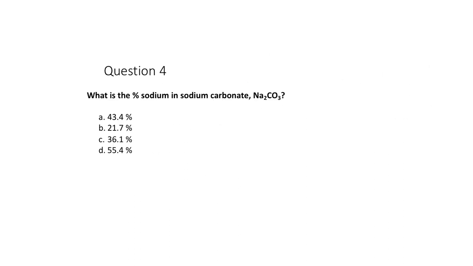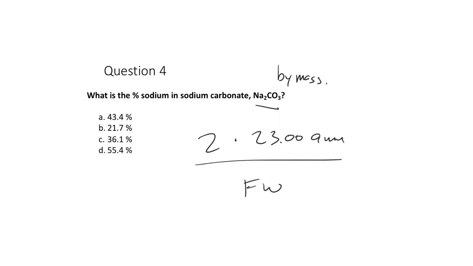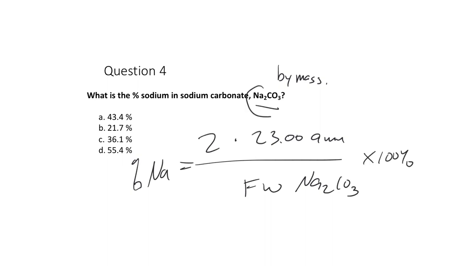Question 4, what is the percent sodium in sodium carbonate? This is the percent by mass. I should probably say that to be a little bit more clear, but the percent sodium by mass in sodium carbonate would be 2 times the mass of sodium, which is about 23.00 atomic mass units. I'm going to divide by the formula weight of the compound. This will be my percent sodium. I need to multiply by 100%. So I'm basically saying for this compound here, how much of the mass is just due to sodium.